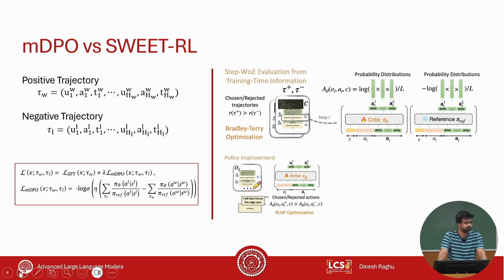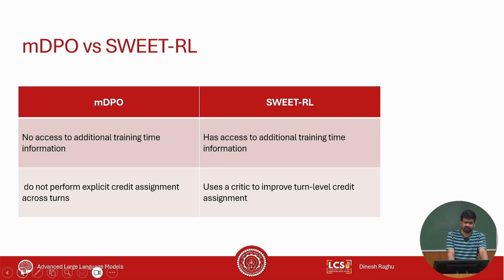Perfect. Whereas in MDPO, we didn't score each step. Correct. That's precisely the difference. So MDPO assumes it doesn't need access to additional training time information. SweetRL assumes that it has access to training time information. So you may apply MDPO for a lot more types of tasks, but SweetRL could be only applied to certain tasks where additional training time information is present that can give you the right clues, right?